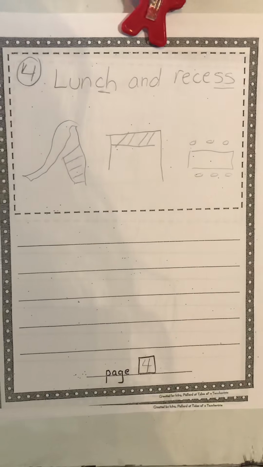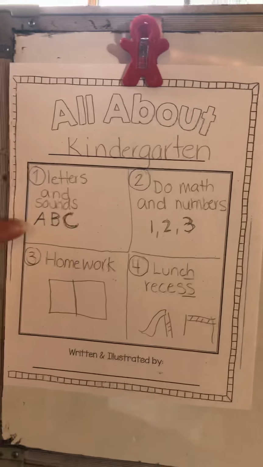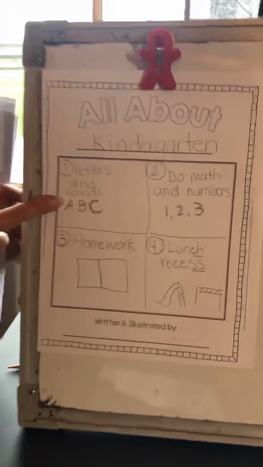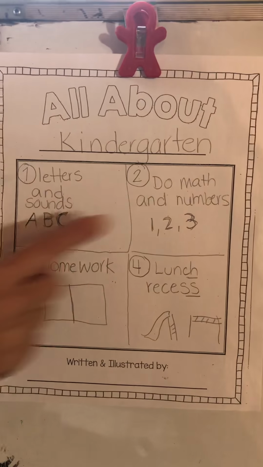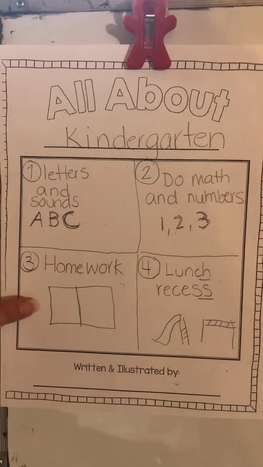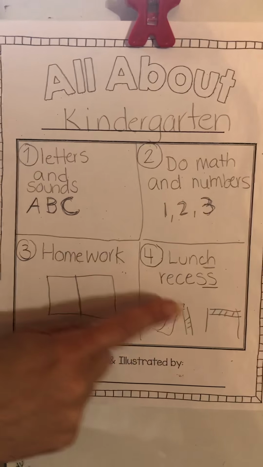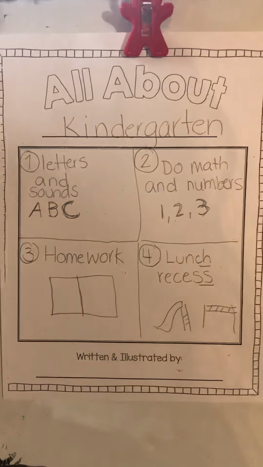Number four. So for today, this is what you're going to do. You are going to pick all about kindergarten. All about kindergarten. And then you're going to do the facts. Letters and sounds, ABCs. Number two, the second fact, math and numbers, one, two, three. Number three, the third fact, homework. Number four, lunch and recess. Don't forget to put your name on there. I didn't put my name on there, I forgot.